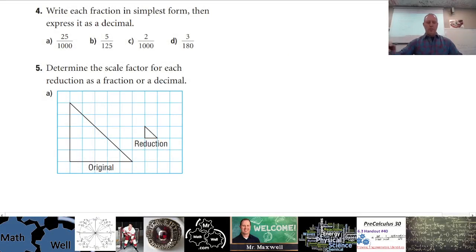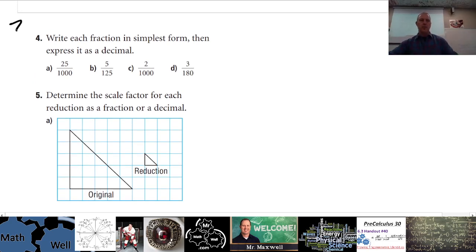All right, so I'll get you started with number 4 and 5, and this is on 7.2 homework. Scale diagrams and reductions. Number 4 says write each fraction in simplest form, then express as a decimal.